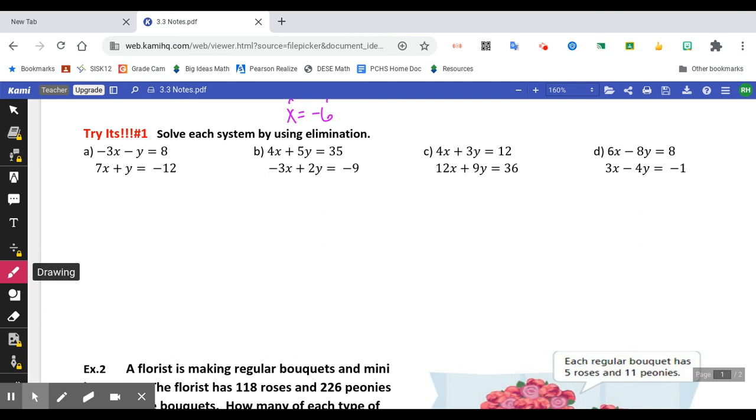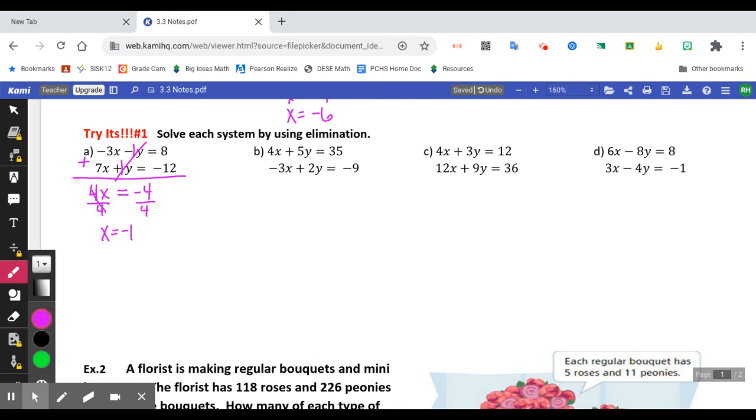All right, so the first one, I'm looking at x's, not great, but y's are already opposites. So I'm going to choose y's because they will already cancel. I don't even have to multiply by anything. This would be -1, this would be +1, so they're already ready to go. So I'm going to go ahead and make this one giant addition problem. -3 plus 7 is 4x. The y's in the middle are eliminated. Equals 8 minus 12, which is -4. Divide by 4 on both sides, and x equals -1.